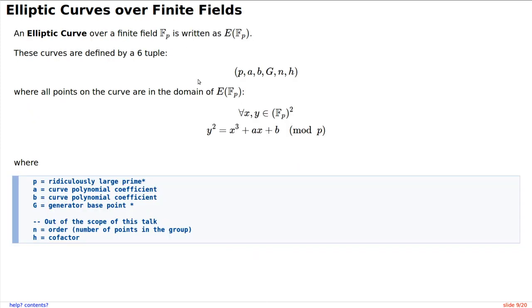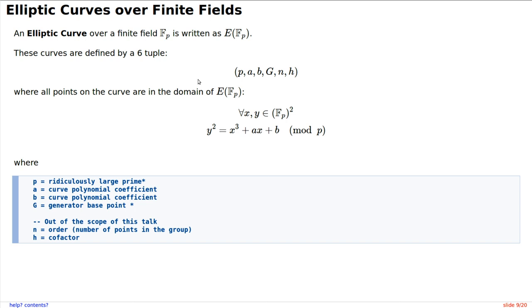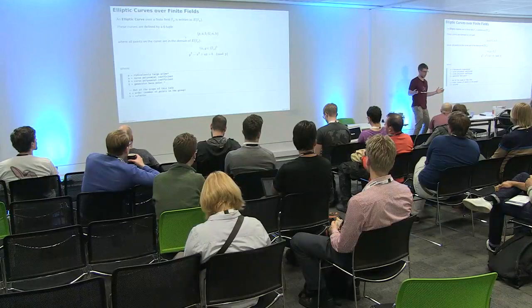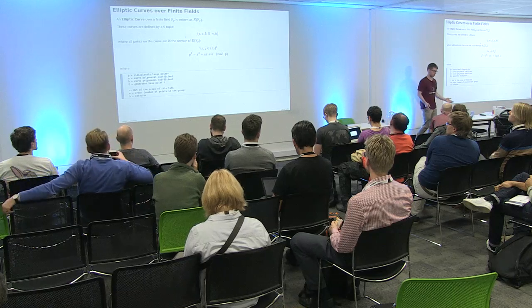Actually, the elliptic curves that we're interested in are defined over finite fields. They're not defined over the infinite integers. They can be defined by this 6-tuple, such that p is a ridiculously large prime, a and b are polynomial coefficients to this equation, and there's some generator base point g, such that if you take this point and add it to itself repeatedly until you loop back and get the same point g, it defines all other points on the curve. Again, this is kind of complex. It's okay that you don't understand it right away, but this is important to the cryptography aspect of it.